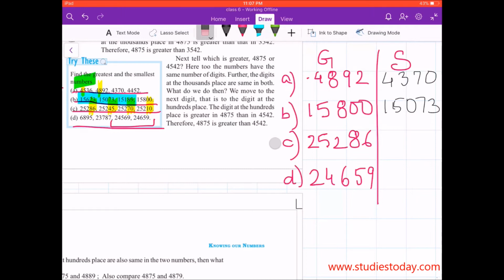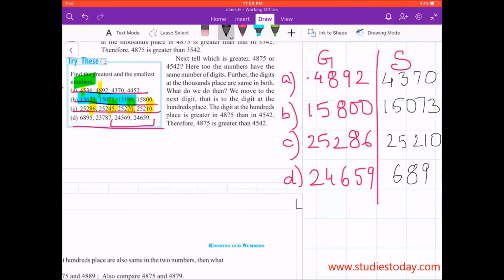Okay, now we move to the next part. Now in the next part, I have to find the smallest number, out of which I have already selected the greatest number, so I can leave that. That's the first one, and selecting from the last one, I get 25,210 to be the smallest number. And in the last part, the first number is a 4-digit number, and the rest of them are 5-digit numbers. So obviously a 4-digit number will always be smaller than a 5-digit number.